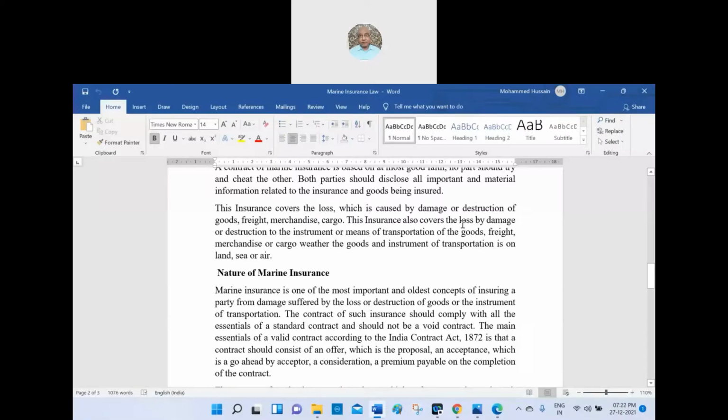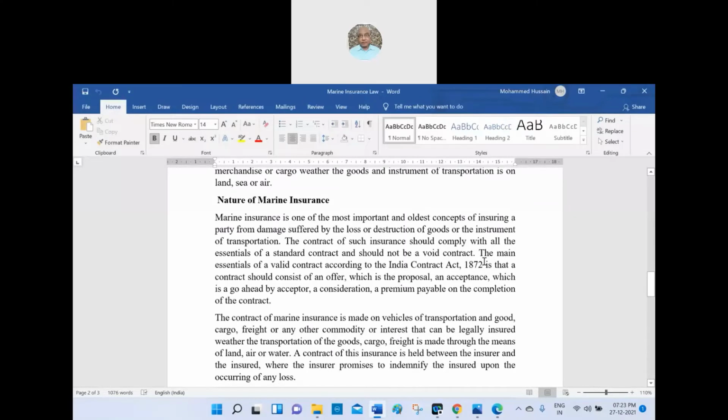So the insurance covers the loss caused by damage, whatever the damage is agreed upon by the two parties, or the destruction of the goods and the freight charges, merchandise, cargo. The insurance also covers the loss by damage or destruction to the instrument or means of transport of the goods, freights, merchandise or cargo, whether the instruments of transportation are on land, sea or air. So whatever the thing is, till it reaches the destination, it will be covered by land, covered by air, and later on it will be almost entirely covered by water.